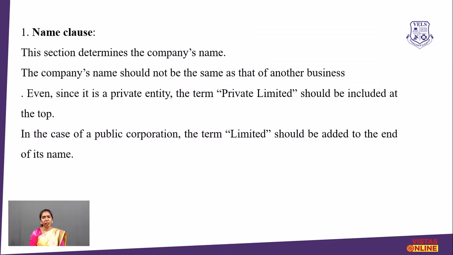Let us see in detail what is called the name clause. This section determines the company's name. The company's name should not be the same as that of another business. Since it is a private entity, the term private limited should be included at the end. So if the company is a private company, the company name should end with Pvt Limited, whereas if it is a public limited company, the company name should end with Limited.